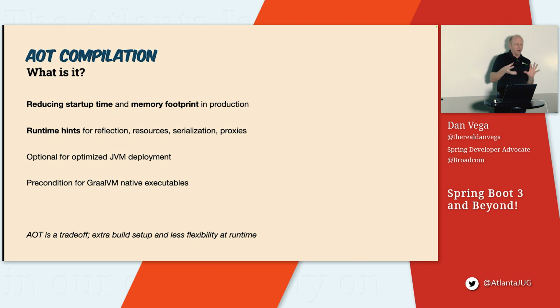AOT compilation is all about reducing the startup time and the memory footprint of our applications in production. This was a precondition for something like building GraalVM native images. So there is a trade-off here. There's an extra build step involved, but at the end of the day, we get this container or this application that will start up much faster and use a smaller footprint.